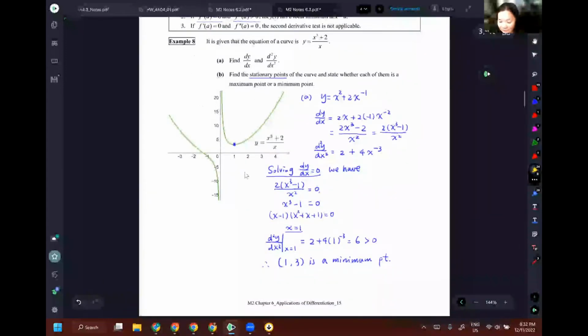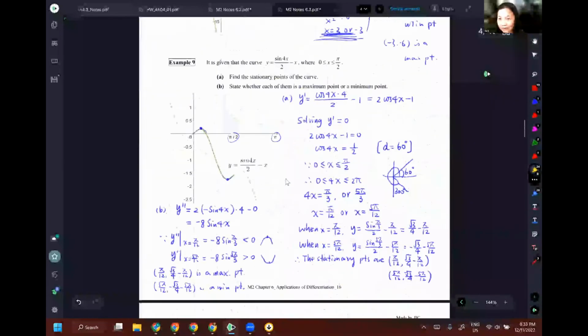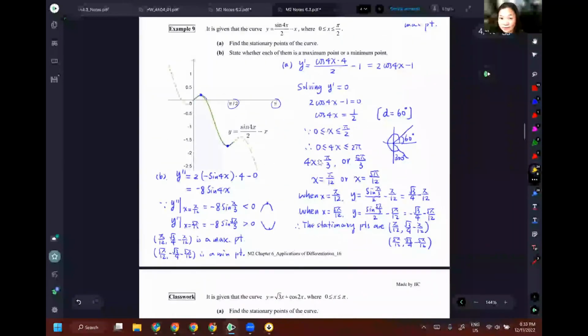Example 8, find the stationary point and determine its nature. Example 9, find the stationary points, because there may be multiple, and then determine. It's basically the same as example 8, but the function is not a polynomial, so it's harder.